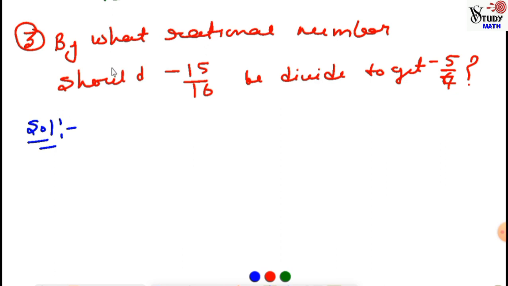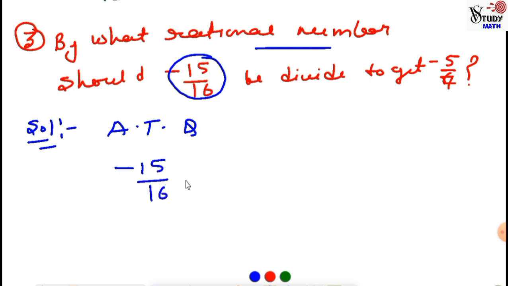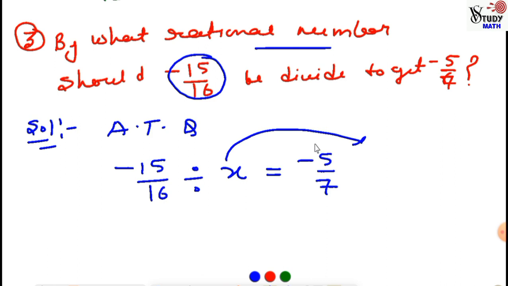Question number 3, what we have to do? By what rational number should this number be divided? So according to the question, my dear students, negative 15 by 16, we have to divide this number by a number. Let's say this number is x here, and after dividing by x, what we have? We have negative 5 by 7. So when this x goes to the right hand side, it becomes multiplication, it goes in multiply. When this number goes here, it comes in divide, like this.